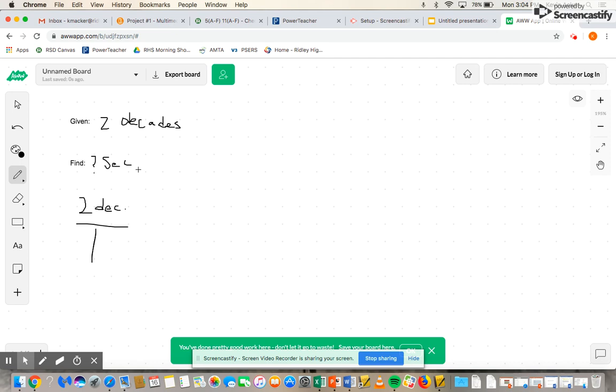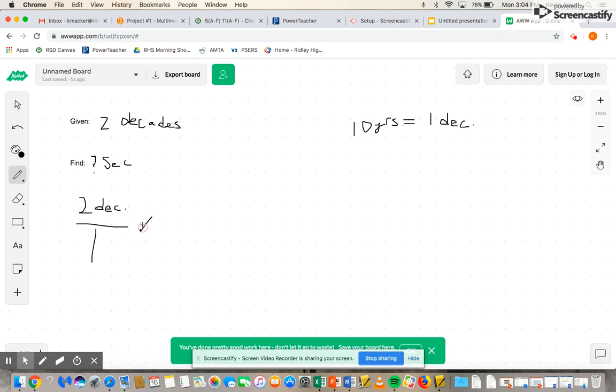So the first thing we need to do is come up with a conversion factor that will get us out of decades and into a unit that is closer to what we're trying to find, seconds. And so the first thing you might be thinking is there's 10 years, and that's a Y, years is equal to 1 decade. Again, just DEC for the sake of saving time.